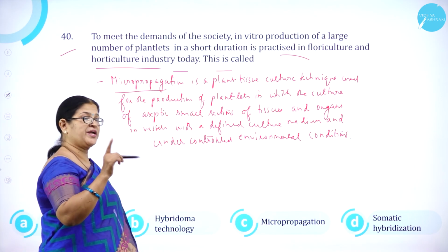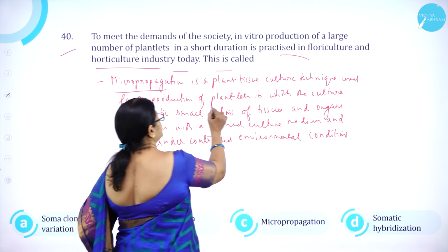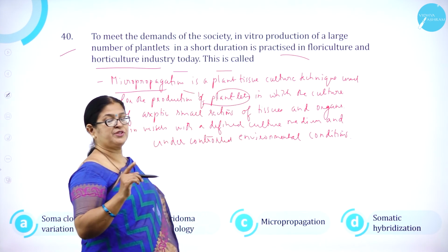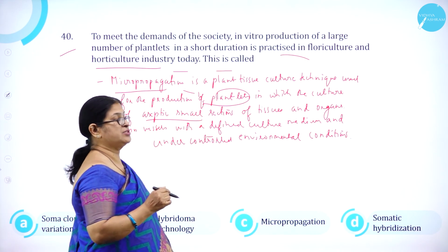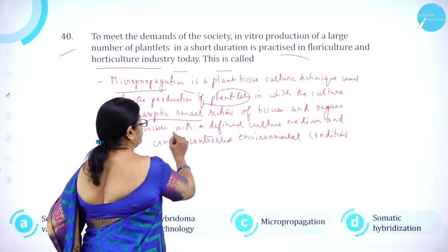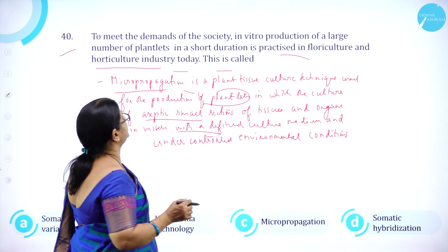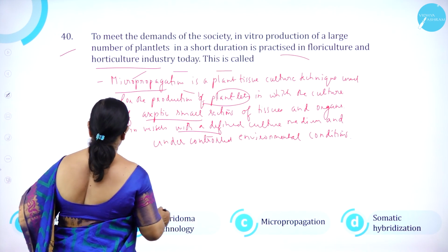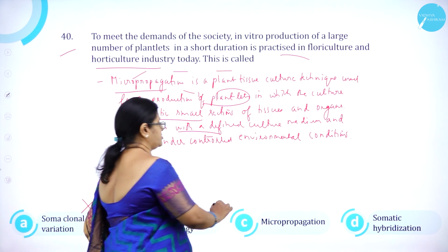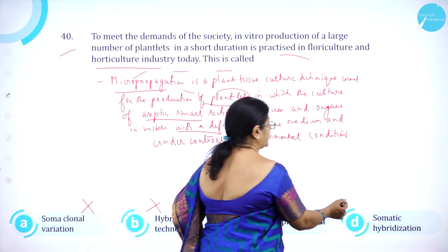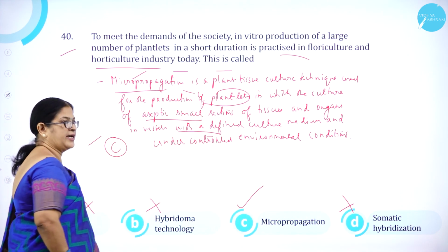As we know, micropropagation is a plant tissue culture technique used for the production of plantlets, in which small aseptic sections of tissues and organs are cultured in a vessel with a defined culture medium and under controlled environmental conditions. So this is called micropropagation. Option A, somaclonal variation, is wrong. Option B, hybridoma technology, is wrong. Option C, micropropagation, is correct. And option D, somatic hybridization, is wrong. So option C is correct.